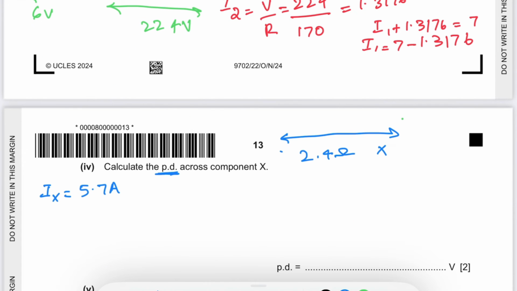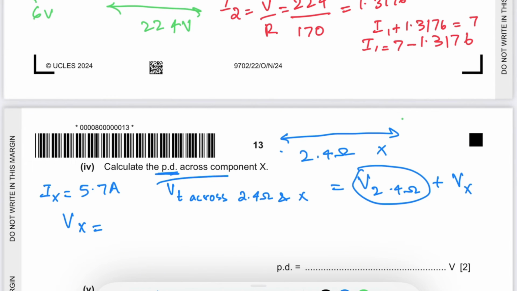Let's put that into an equation. The total voltage across the 2.4 ohm resistor and X is equal to the voltage across the 2.4 ohm resistor plus the unknown voltage for the heater. That means if you want to find the voltage for the heater, you would subtract this voltage from the total voltage. So V total minus the voltage across the 2.4 ohm resistor.